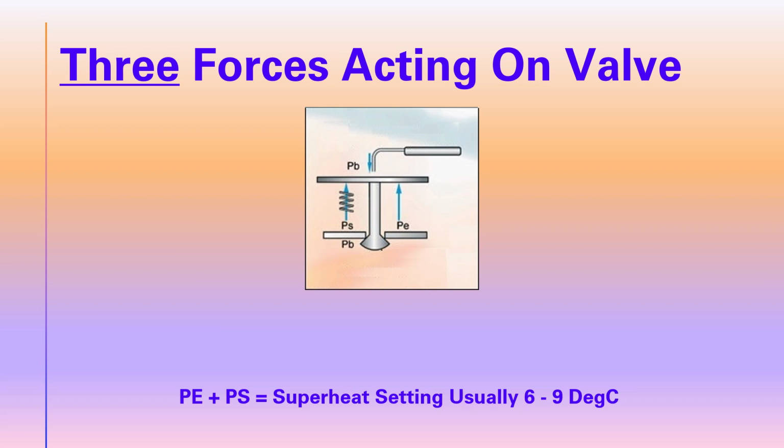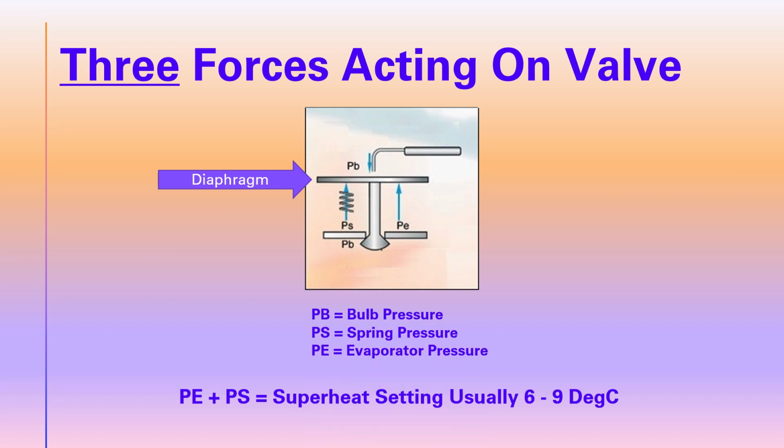Okay then, there are three forces acting on a valve at any one time. Let's take a look at them. Firstly, you have the diaphragm. Now this is a thin metallic disc that is able to bend up and down and is attached to a spindle where it's also attached to the orifice, and as the orifice opens and closes, it regulates the flow of refrigerant through the orifice.